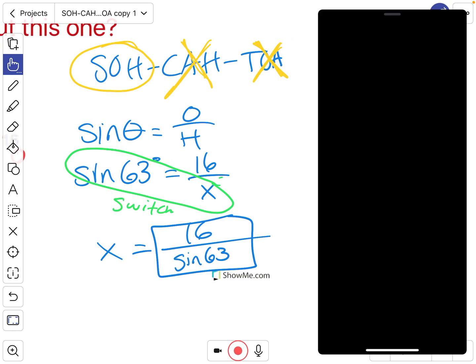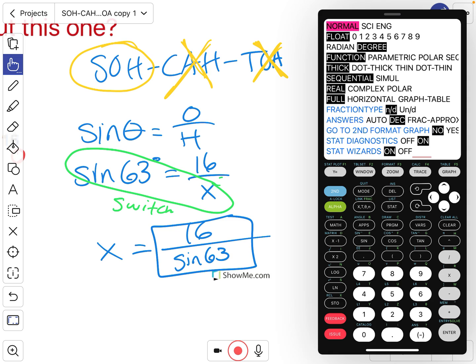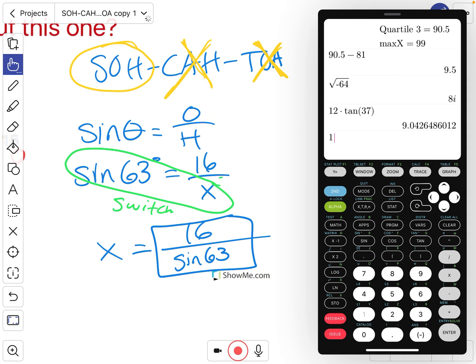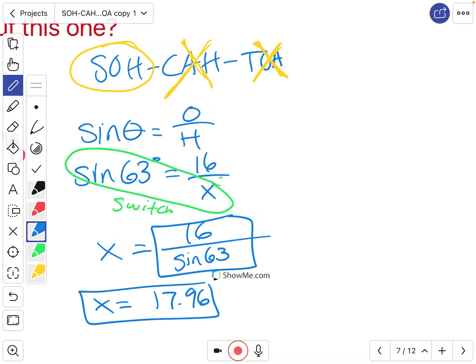So if I bring up my calculator here again, you want to make sure you're in the right mode. We should still be in degree mode, but I'm going to double check. Mode. Yep, I'm still in degree mode. Now I'm going to type this in. So 16 divided by, and the sine is a couple keys above 7. I press that sin button, then in parentheses 63, close the parentheses, and that should give me my answer. So it looks like x equals 17.96 if I do 2 decimal places.